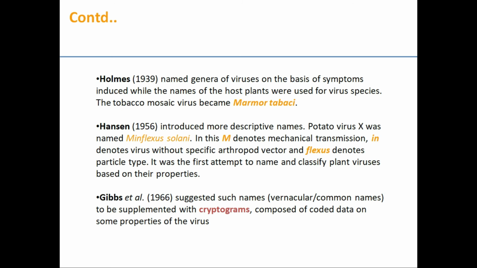So after all these attempts, vernacular or common names were retained by the international body, that is ICTV, and tobacco mosaic virus name was retained as tobacco mosaic virus. Tomato bushy stunt virus name was retained as tomato bushy stunt virus. So these are the vernacular names which are composed of the name of the host and the symptom they produce in the host, and these names are internationally accepted.